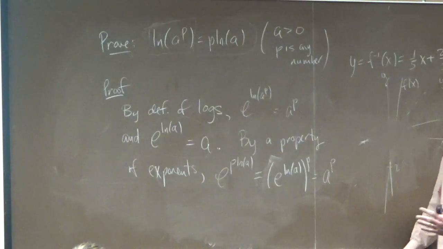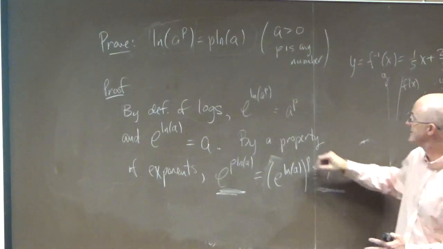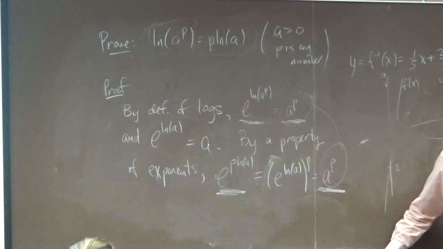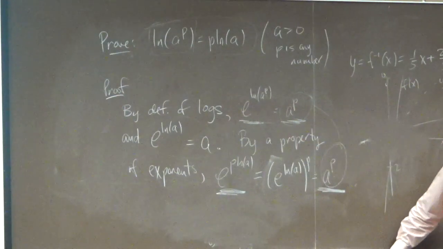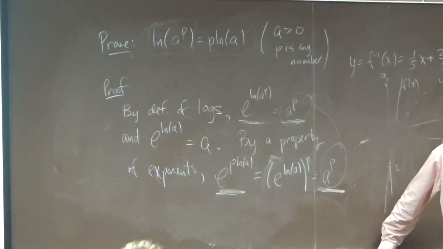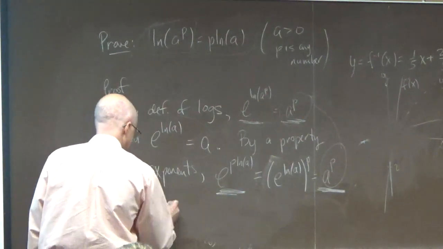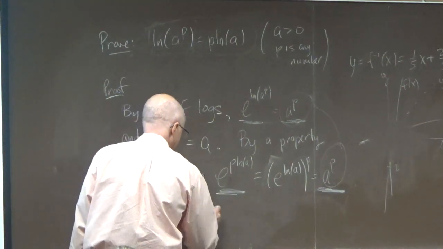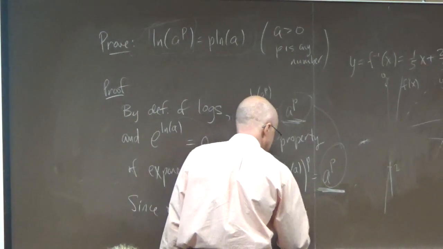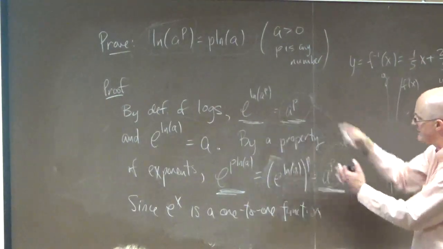You're almost done. This equals this, but also this equals the same thing. These are the same thing. e to these powers equals the same thing. Therefore, the powers must be equal. And you're done. Technically, you should give one more reason. You should say, since e to the x is a one-to-one function, since you've got the outputs equaling the same thing, the inputs must have been the same thing.